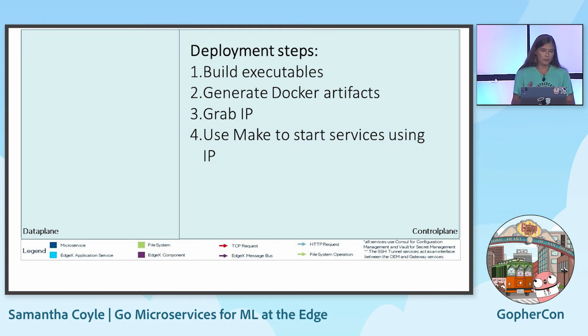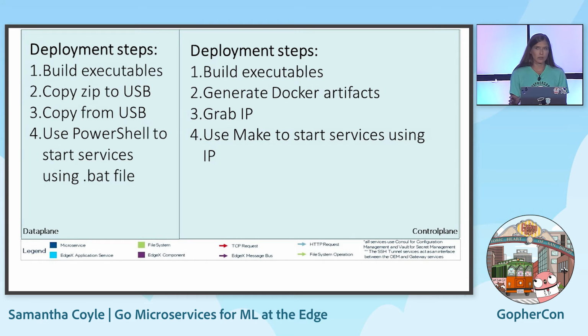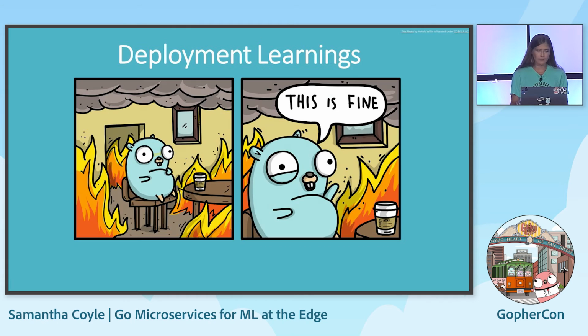From there, the control plane had also 4 steps, where we would build our executables, generate our Docker artifacts, because we actually had Docker here, grab that IP, and then we would use our make commands to start our services using that IP. So you can see it's kind of a more unified approach, simpler on our team, and included learnings along the way.